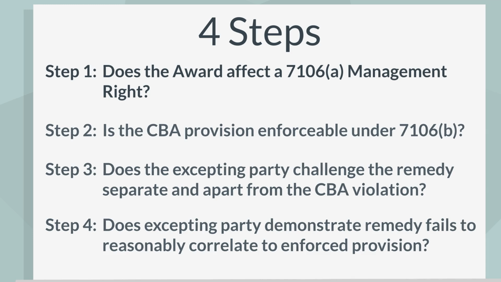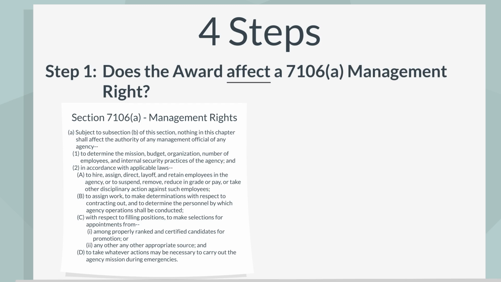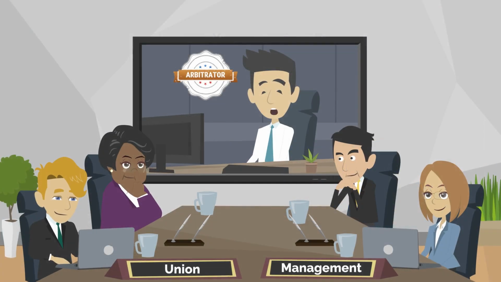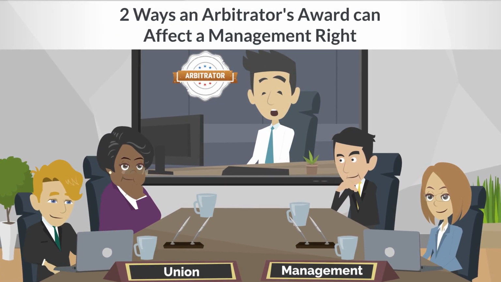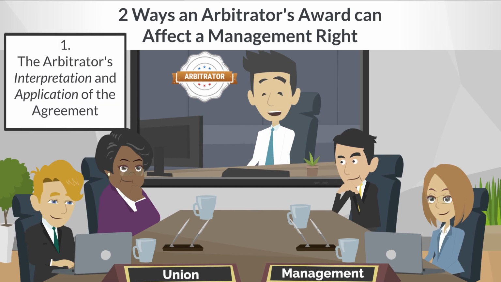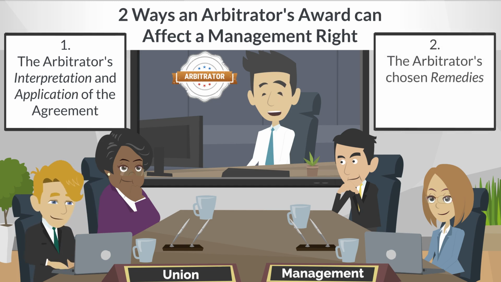The first step asks whether the accepting party has demonstrated that the award affects a management right in Section 7106. The accepting party only needs to show that one of the 19 management rights in 7106A is affected to meet the first step of the CFPB test. An arbitrator's award can affect a management right in 2 different ways. First, the arbitrator's interpretation and application of the agreement can affect a right. And second, the arbitrator's chosen remedies can also affect the right.